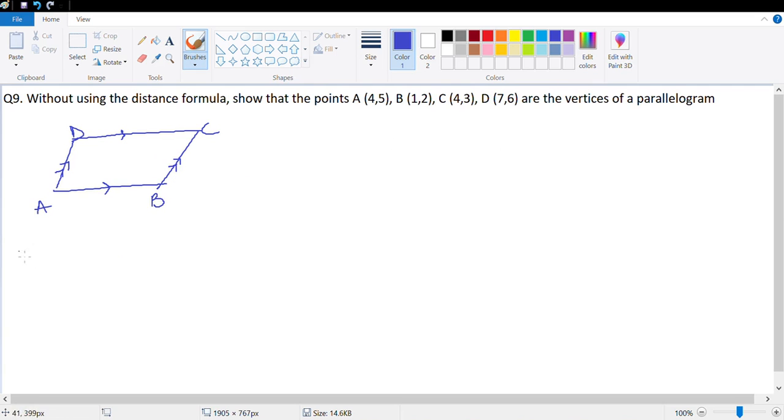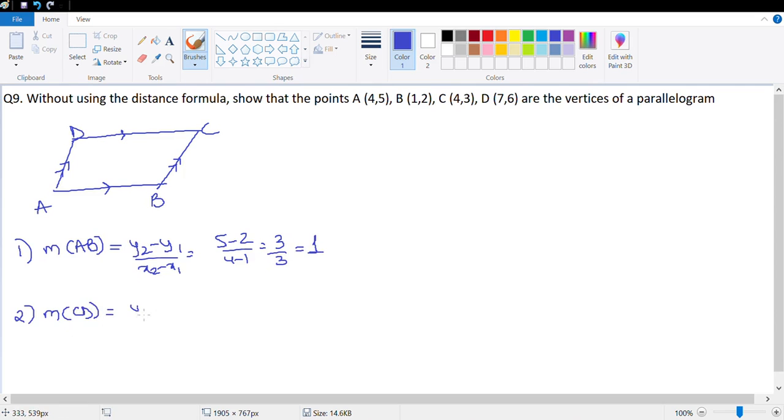So let's calculate slope of AB. Slope of AB would be equal to y2 minus y1 upon x2 minus x1. In this case, 5 minus 2 upon 4 minus 1. That's 3 upon 3, which is equal to 1. Next, slope of CD would be equal to again y2 minus y1 upon x2 minus x1. In this case, 6 minus 3 upon 7 minus 4. So this is CD, 6 minus 3 upon 7 minus 4, that's 3 upon 3, which is equal to 1.